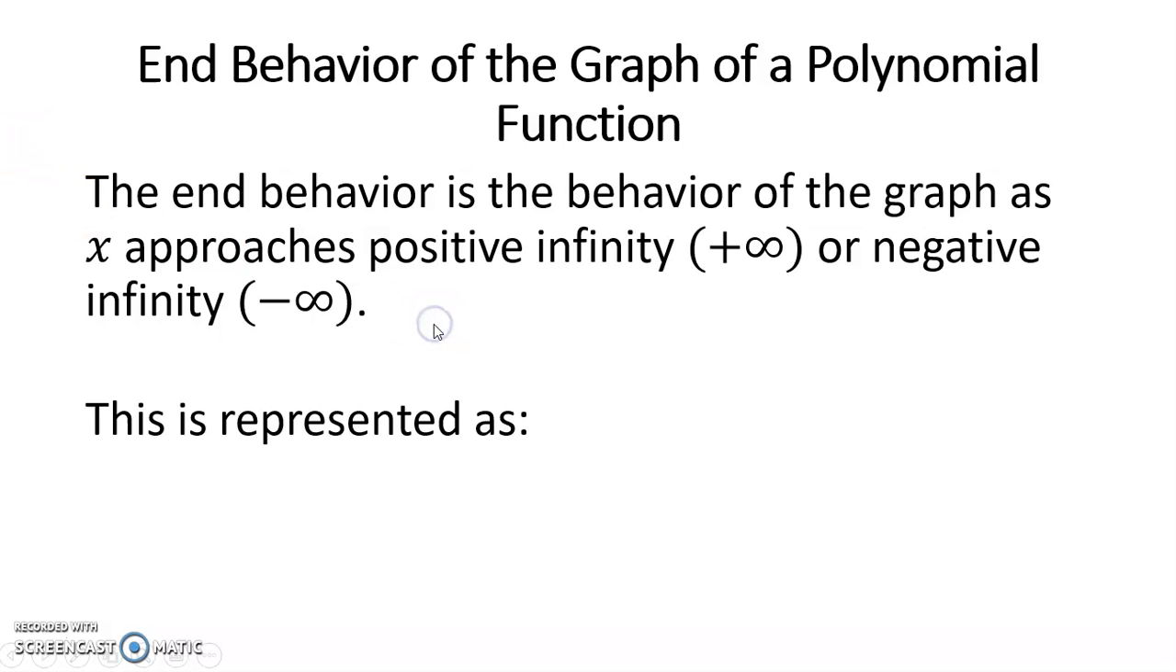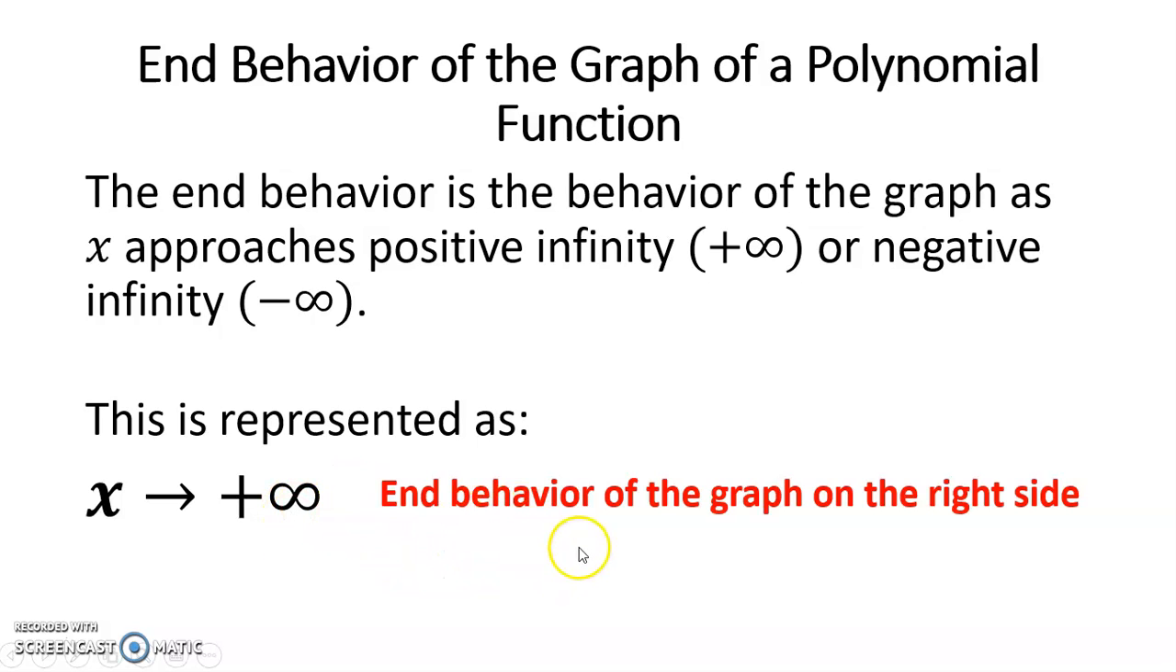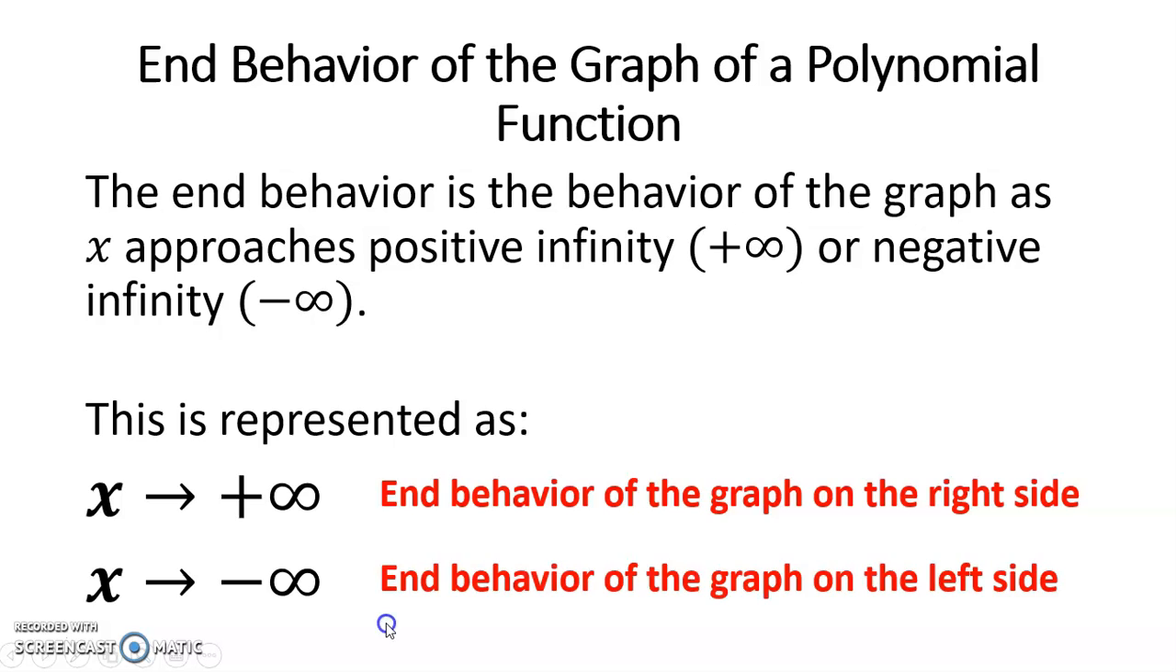So, it is represented by this symbol, x approaches positive infinity. So, if that's the one that we're looking for as its end behavior, it means that we are getting the end behavior of the graph on the right side. And if x approaches negative infinity, as denoted by this symbol, then it means that we are getting the end behavior of the graph on the left side.